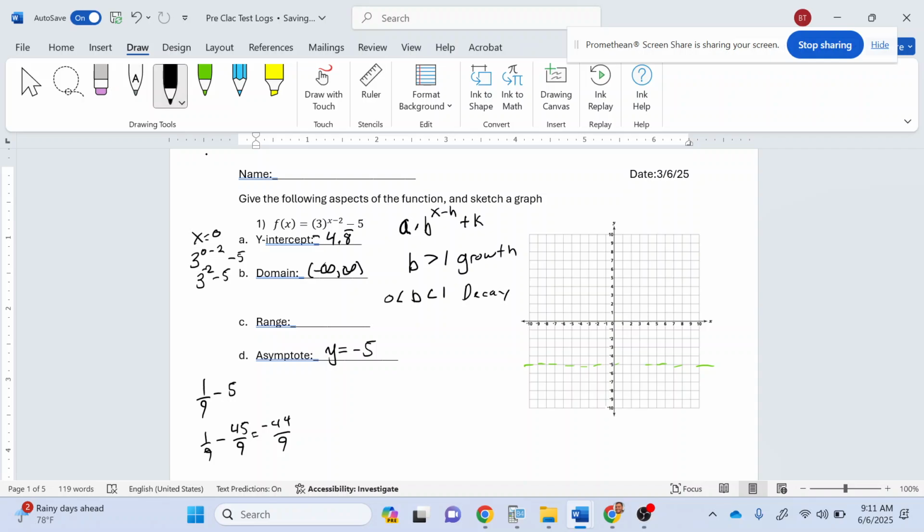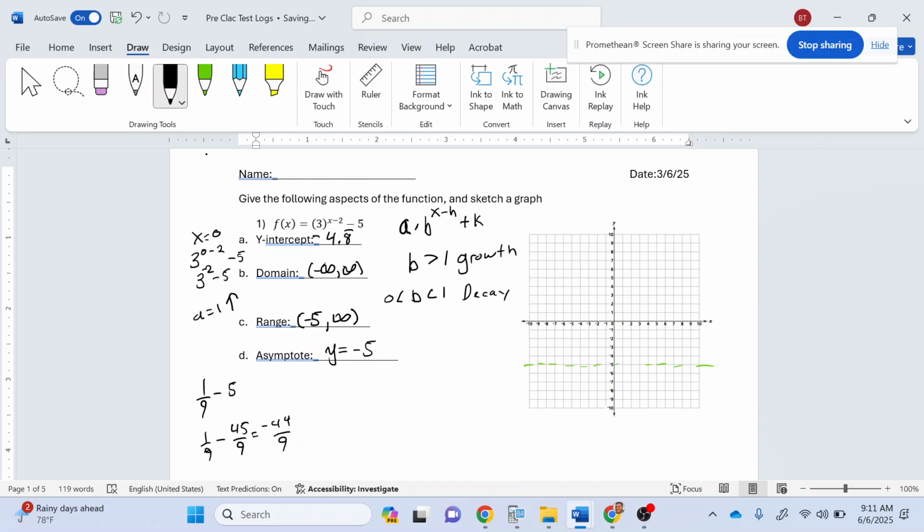The range is going to be based off your a value and your k value. Since my a value is positive 1, I'm facing upwards. So it's going to be bigger than negative 5. I never reach negative 5. So soft bracket at negative 5 towards positive infinity. Same thing as thinking y is greater than negative 5.